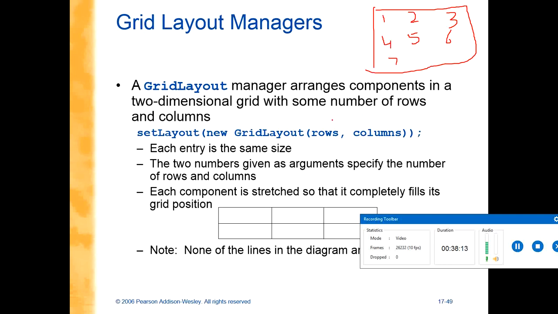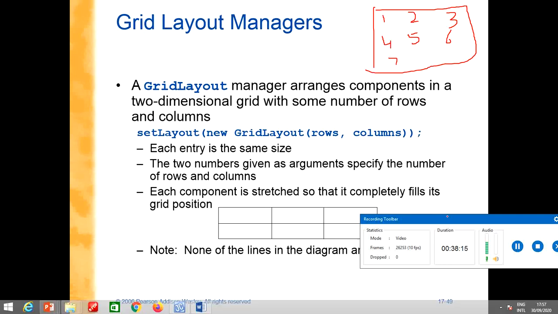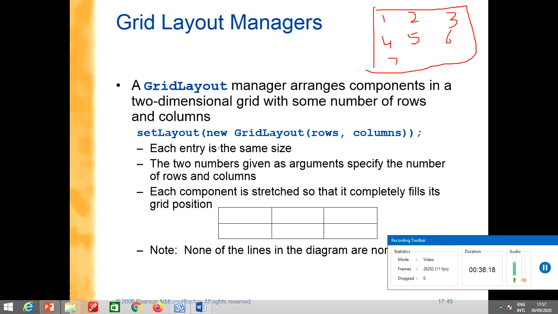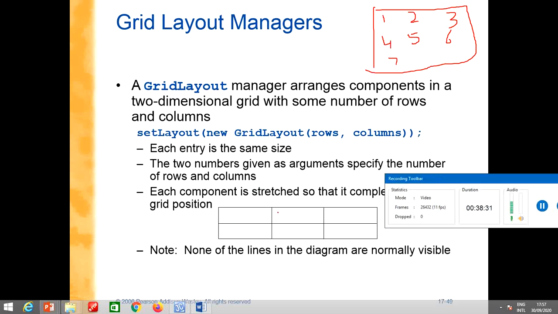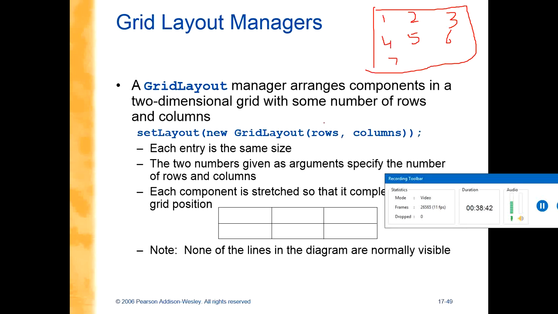So you have to specify the number of rows and number of columns. Each entry is the same size. Each painting should be of the same size. Two numbers are given as arguments, they specify rows and columns, and each component is stretched so that it completely fills the grid position. So for example, there are 2 rows and 3 columns. When you specify the layout, set layout, new grid layout, and in the parenthesis you have to specify rows and columns. So it will be like 2 rows and 3 columns.